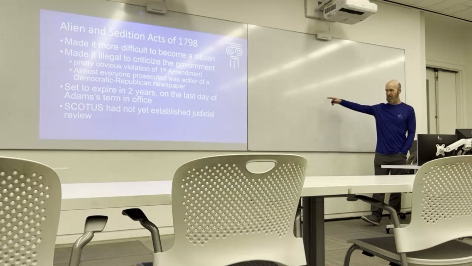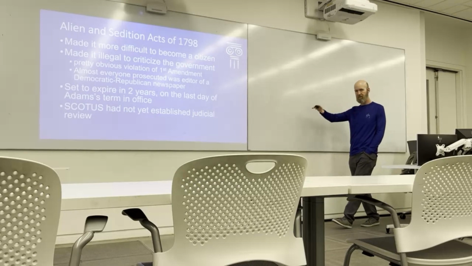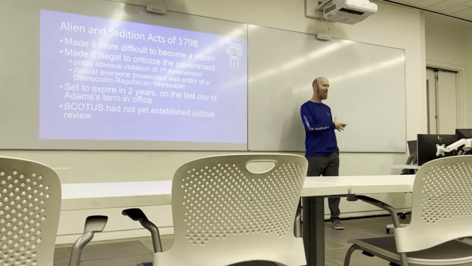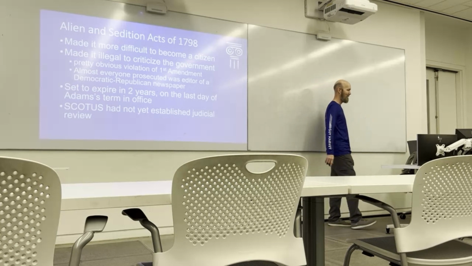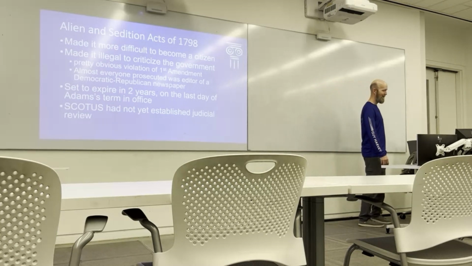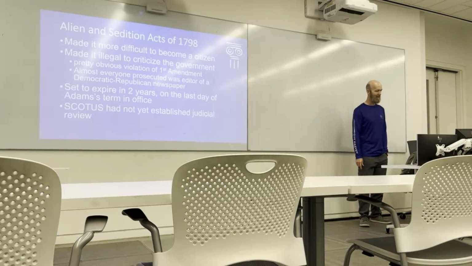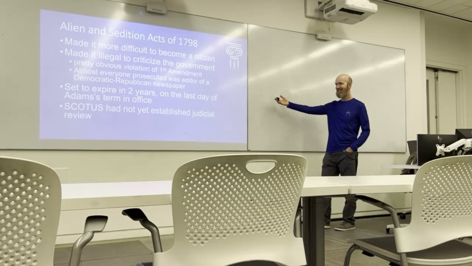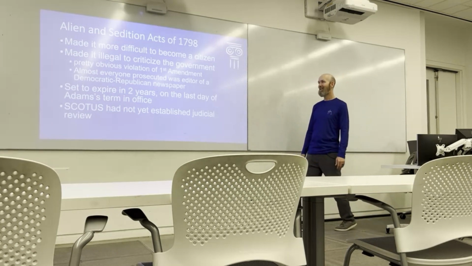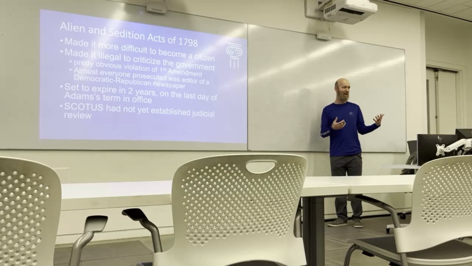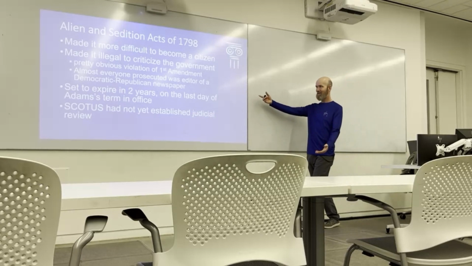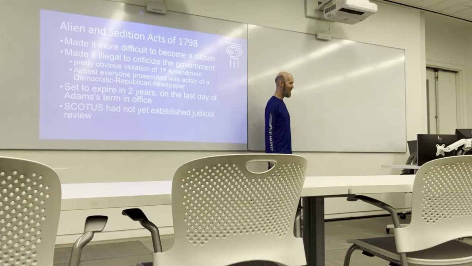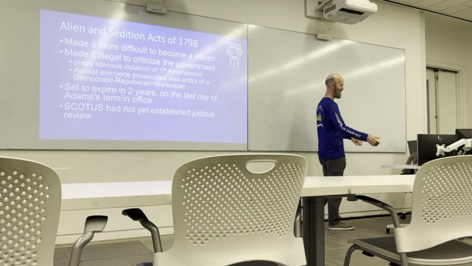Again, it made it more difficult to become a citizen because they wanted to reduce foreign influence. So if you were an immigrant, it became harder to become a citizen, and therefore harder to get voting rights. And it made it illegal to criticize the government. Obviously, that is a violation of the First Amendment, and if Congress tried to do that today, the Supreme Court would overturn it. In fact, most of the people thrown in jail were editors of newspapers run by the other political party. So they were literally just throwing their political opponents in jail.